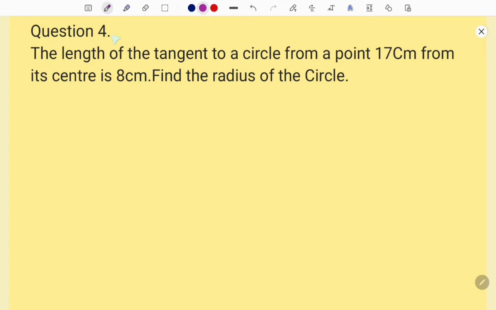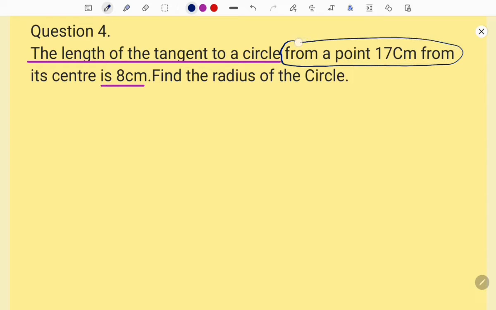Now see that the question number 4. The length of the tangent to a circle from a point 17 centimeters from the center is 8 centimeters. See, Nana, the length of the tangent to a circle is 8 centimeters, if we are drawn from a point 17 centimeters from the center.